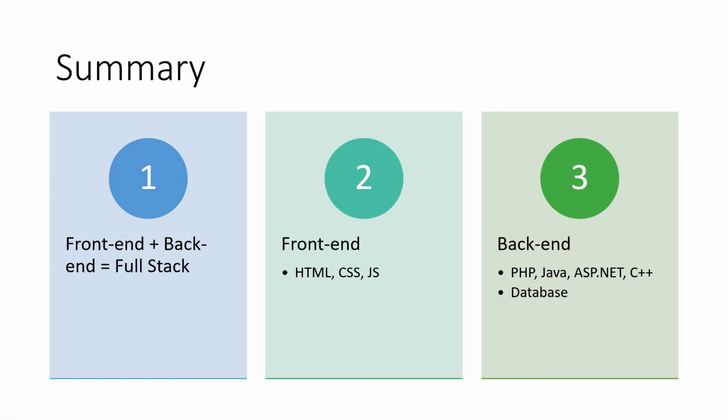So here's a quick summary of what we saw in the previous slides. Full stack development is basically the combination of front-end development and back-end development. Front-end development generally deals with languages like HTML, CSS and JavaScript, and various other frameworks like Bootstrap, React.js, AngularJS and so on. On the other hand, back-end development deals with languages like PHP, Java, ASP.NET, C++, Ruby, etc. We also have something called a database to store other information. Okay, so this was the quick summary.